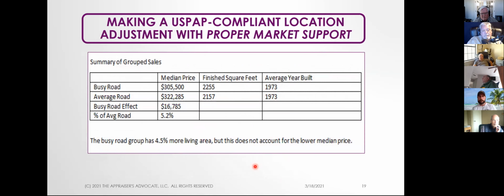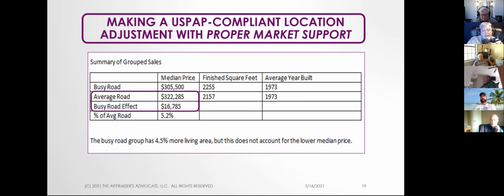So here's our 305 on the busy road, the median. Here's the average road, 322. There's an effect of $16,785. That's the market reaction to that busy road. And it's 5.2%. 16 is 5.2% of this 322. And the reason I keep these 2 in the presentation is to show that they are similar age houses, and they're very similar in size, including basements. So to me, this is pretty strong data that we've got, by group sales, a 5.2% adjustment for the busy road.